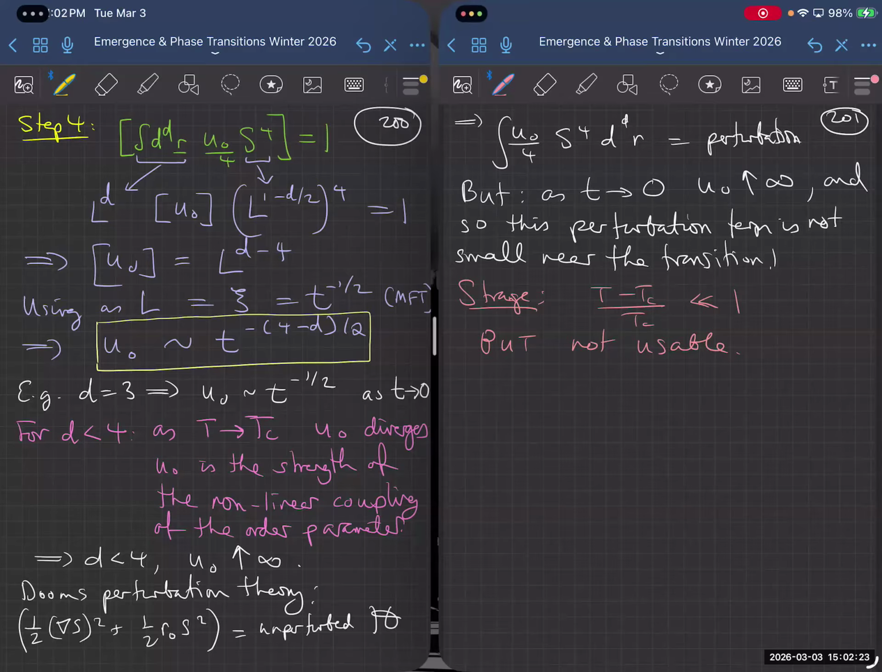Very good question. Yeah, it should be t to the minus 4, because the correlation length goes as t to the minus 1/2 and g is held to t to the minus 4.